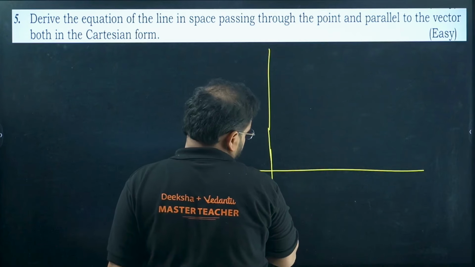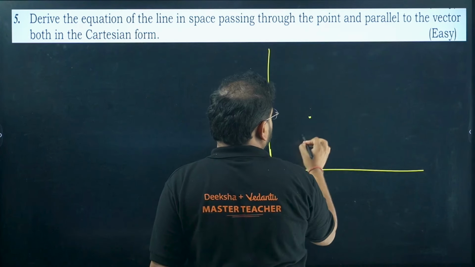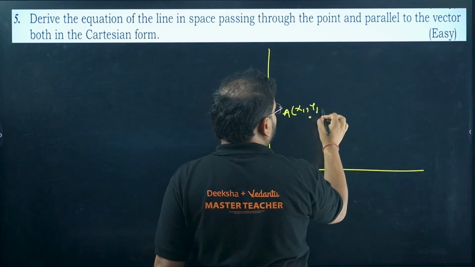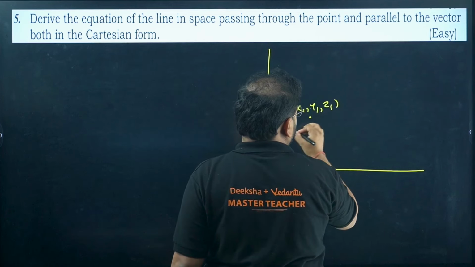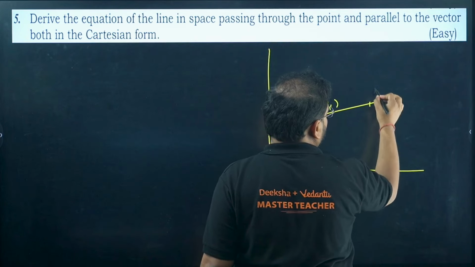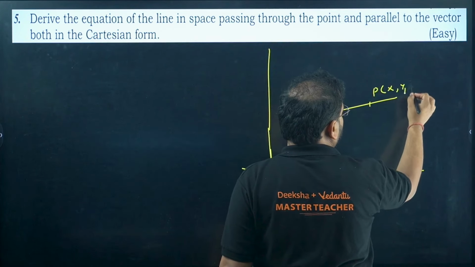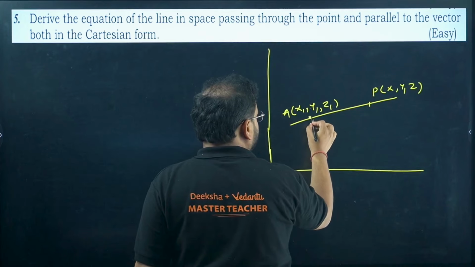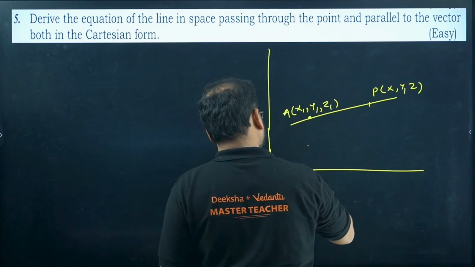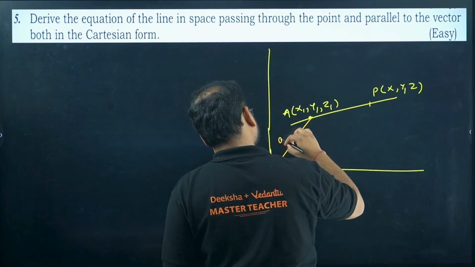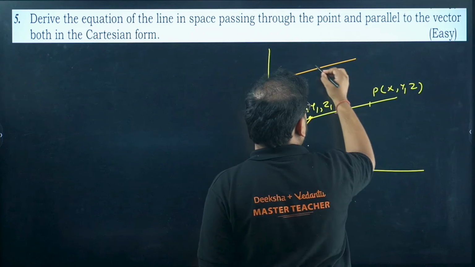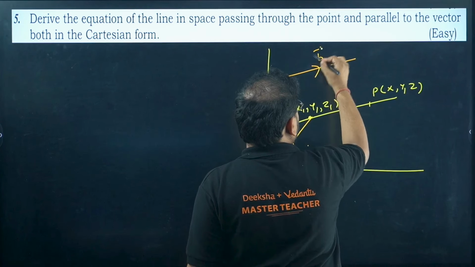Okay, and let's say there's a point with the coordinates A given as x1, y1 and z1, and the line is passing through the point A like this. I have taken an arbitrary point P on this, xyz. This vector from the origin O to this point, OA, is given as vector A. This line AP is parallel to a vector B.